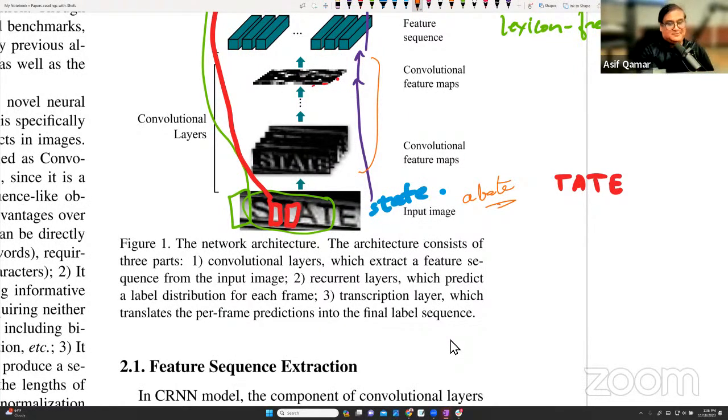So now look at this figure. It says the network architecture consists of three parts: the convolutional layer, which extracts a feature sequence from the input image, of course; recurrent layers, which predict a label distribution for each frame. Simply put, it predicts what character it will be. And the transcription layer, assuming that what it produced was noisy, cleans it out and translates. So the second and the third are recurrence.